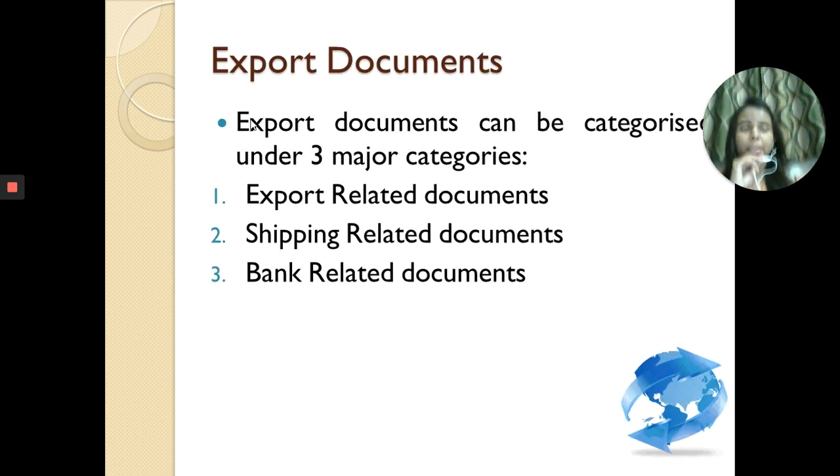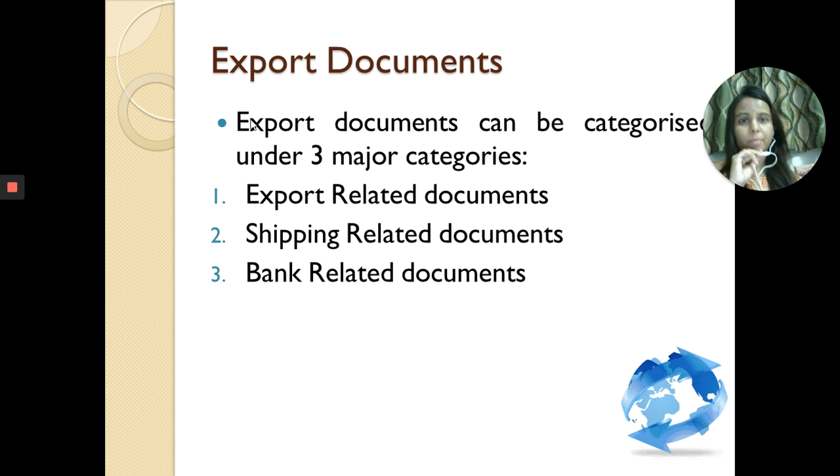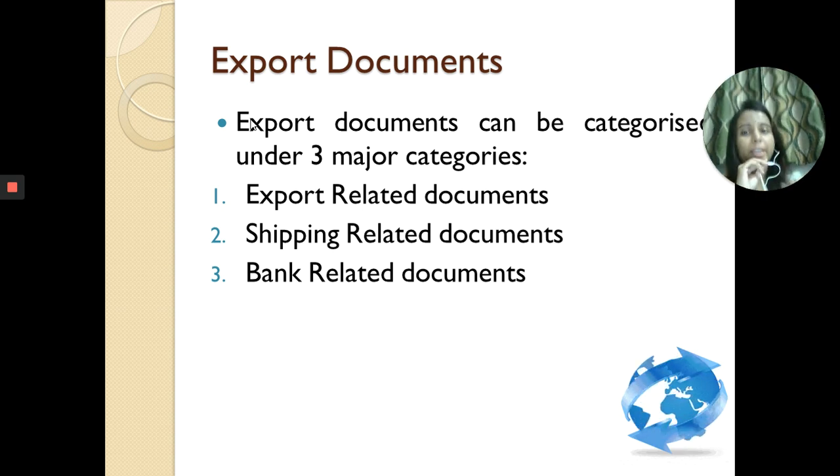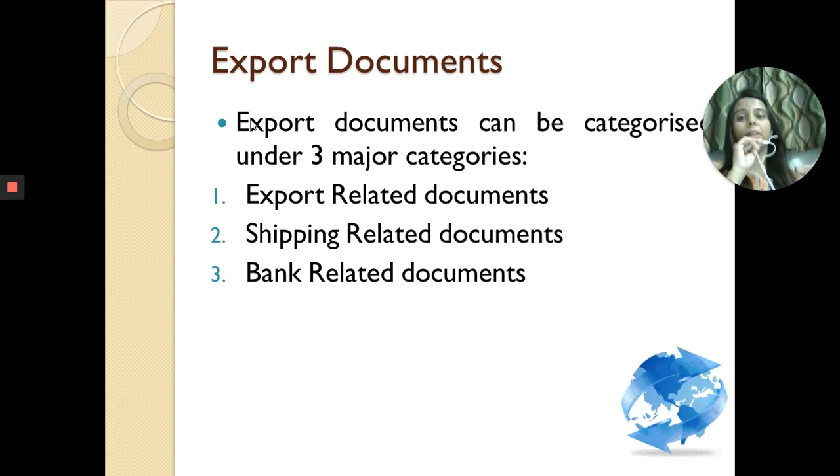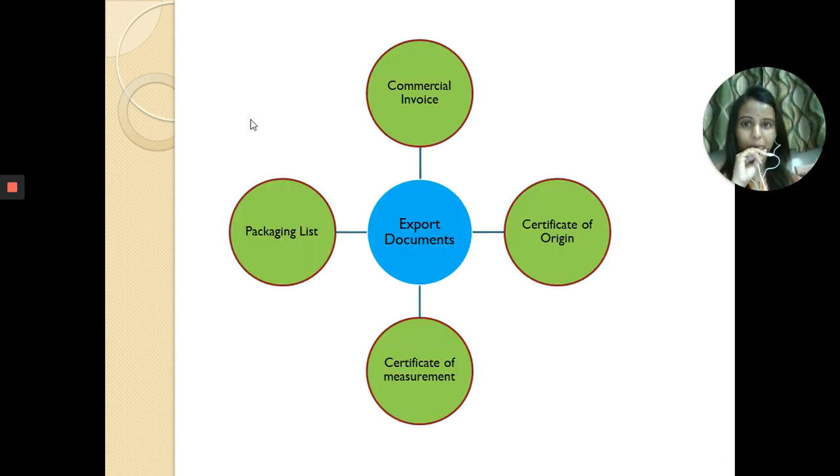First of all, export documentation can be categorized under three major categories: export related documents, shipping related documents, and bank related documents. Today in our presentation, we will discuss export related documents, and the other documents can be discussed in our next presentations. Export related documents are the documents which are created by the exporter only.